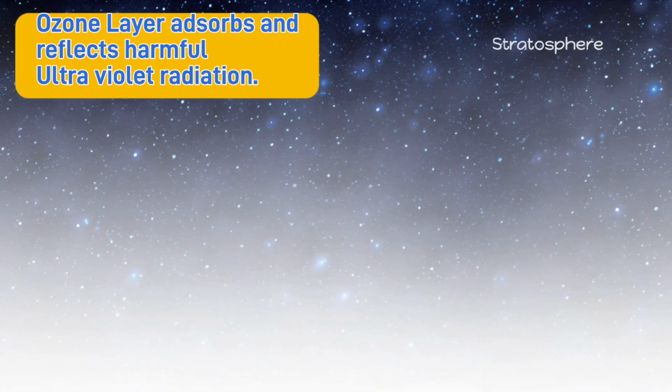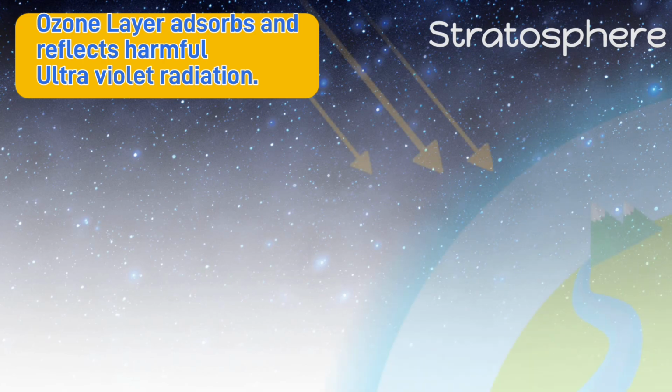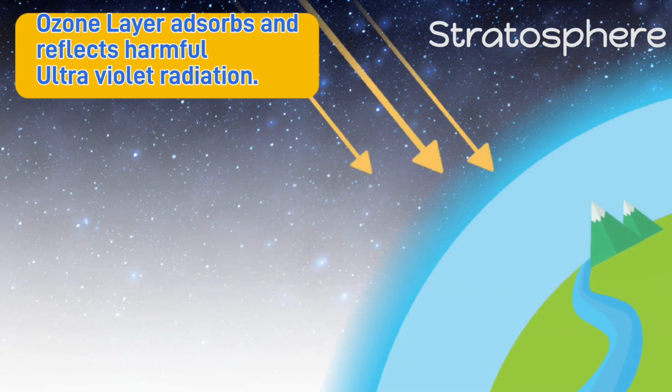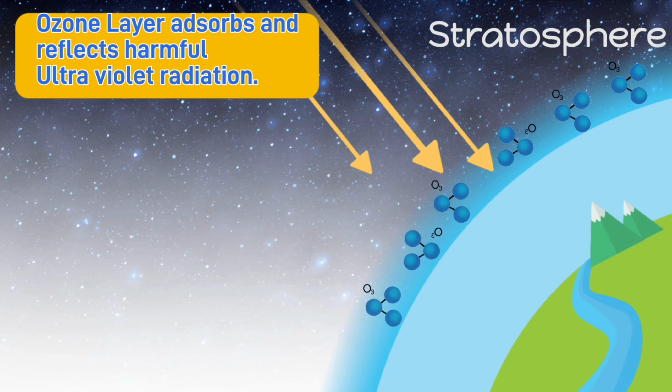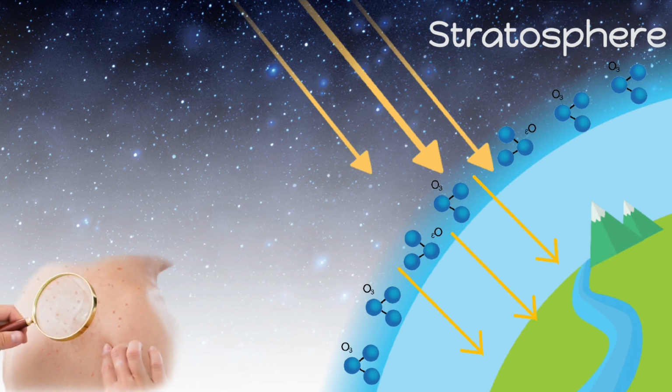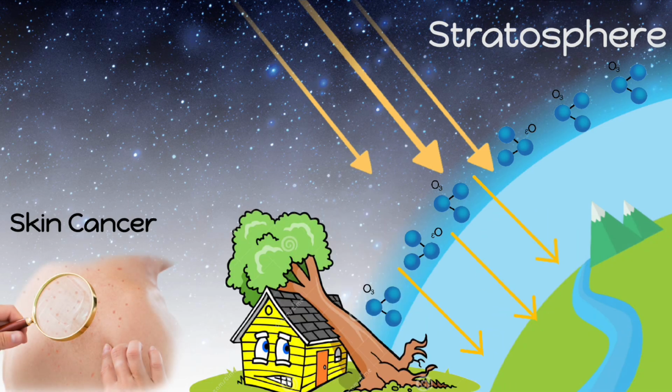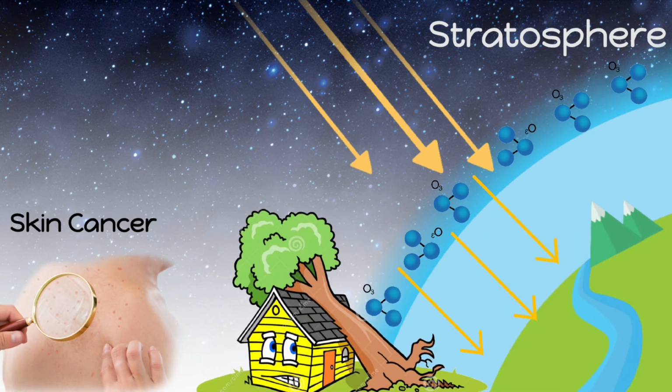Ozone layer in the stratosphere absorbs and reflects most of the ultraviolet rays, preventing them from reaching the Earth's surface. Without the ozone layer, we would be exposed to high levels of UV radiation, which can lead to serious health issues like skin cancer. It can also harm plants and disrupt food chains.